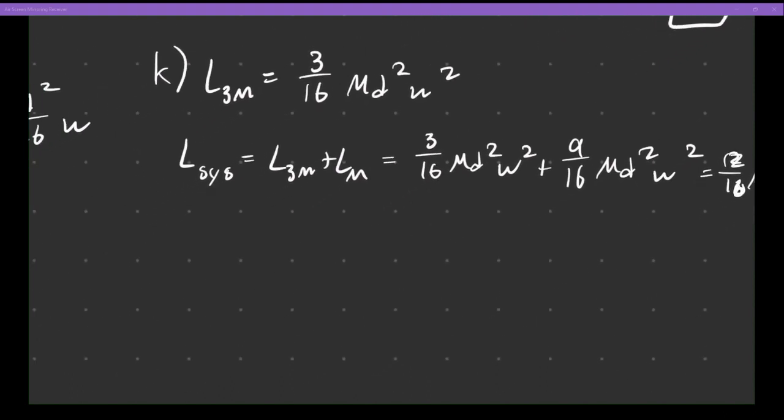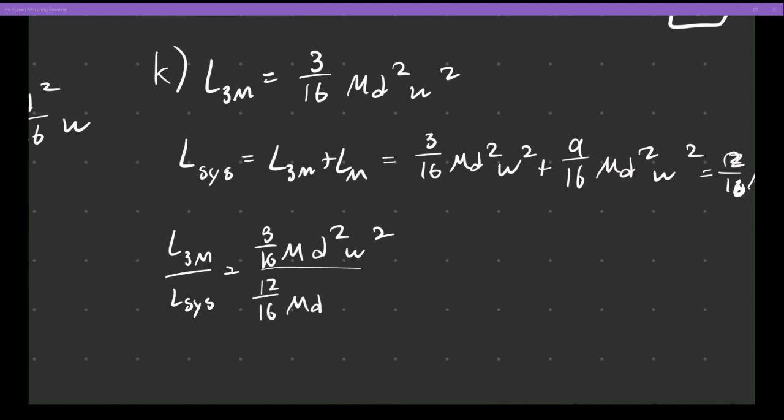So then I know L3m over L sys, so this is going to be 3 over 16 m d squared omega over 12 over 16 m d squared omega. M's cancel, d's cancel, omegas cancel, 16's cancel. So you're left with 3 over 12, which is equal to 1 over 4, which is the answer.